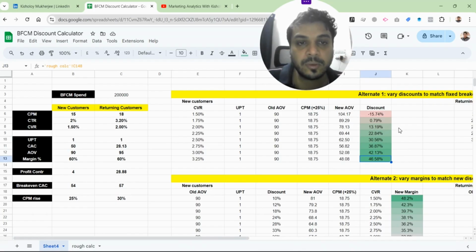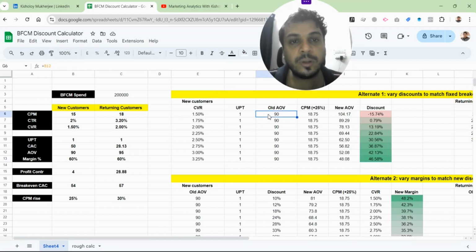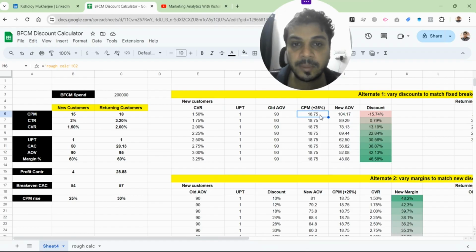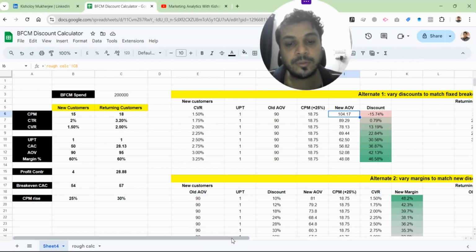So what does a negative discount really mean? It means that you actually have to increase the AOV. And that's what we can see here. Your old AOV was 90, but now it has become 104. So for this particular combination of conversion rate and the CPM of 18.75, a 25% increase in CPM, you are simply not going to be able to get the same level of margins by maintaining the previous AOV. On the contrary, you will actually have to increase the AOV. So you can't give discounts there. You have to increase the pricing.